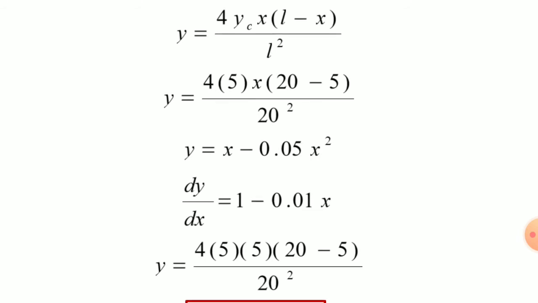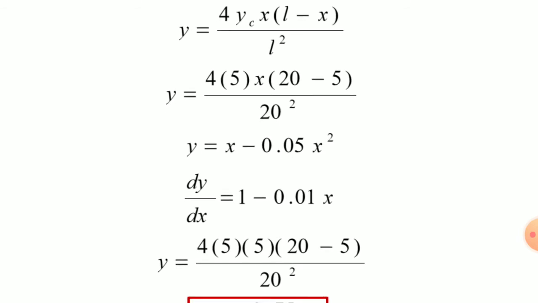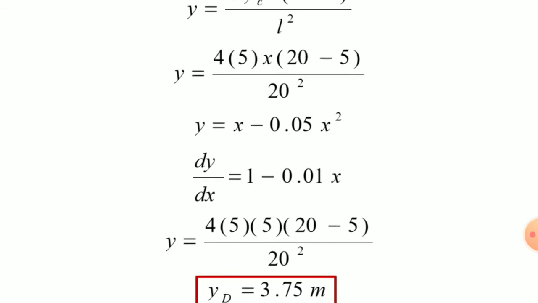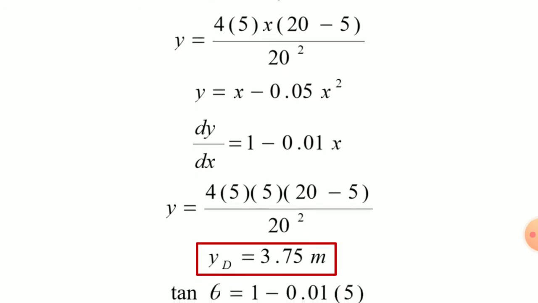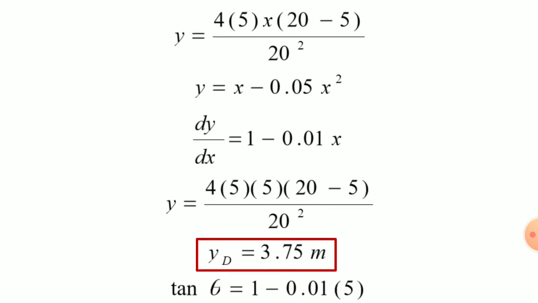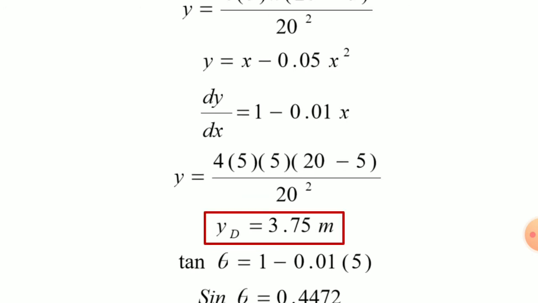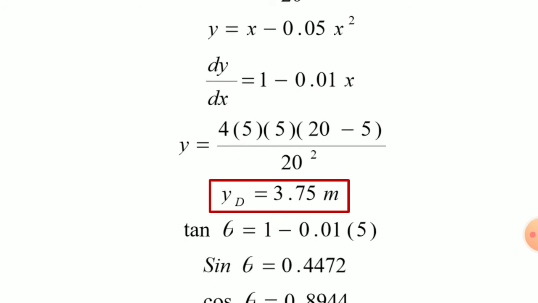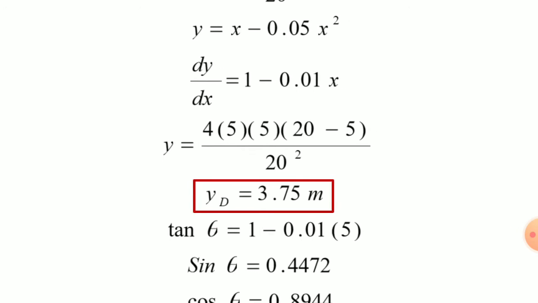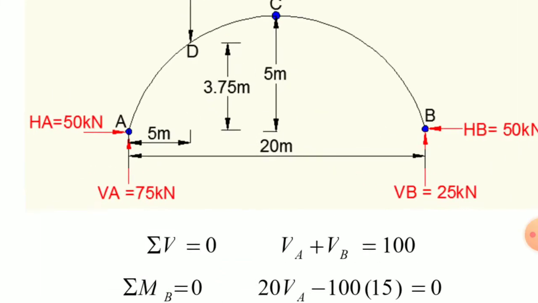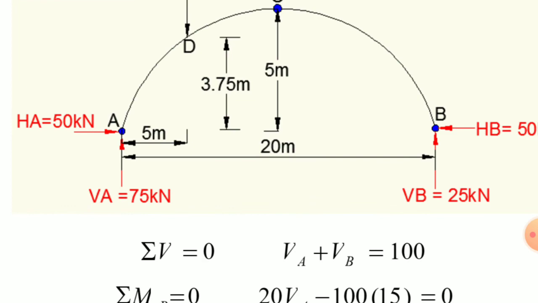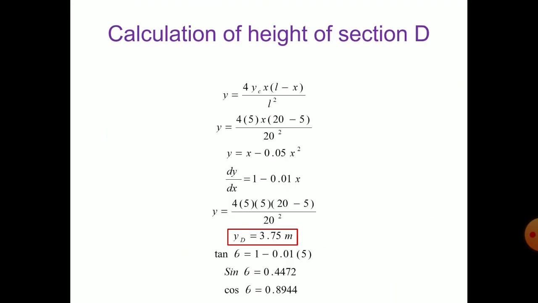So if you calculate y, the equation for y will be equal to x minus 0.05 x square. dy by dx will be 1 minus 0.1 x. If you want to calculate y at x equal to 5 meters, yD will be equal to 3.75 meters, which is shown in the figure here. This is required for plotting the bending moment diagram further.